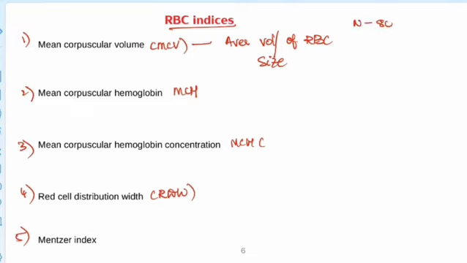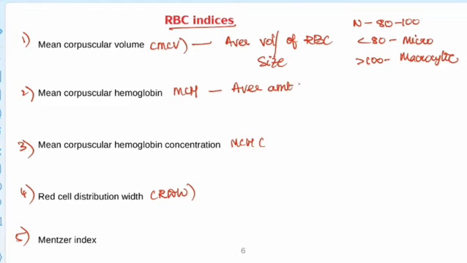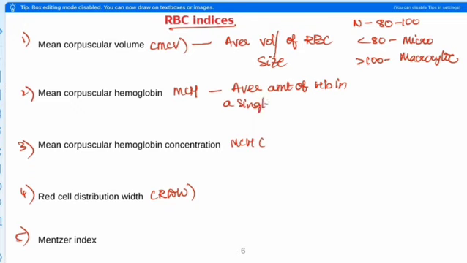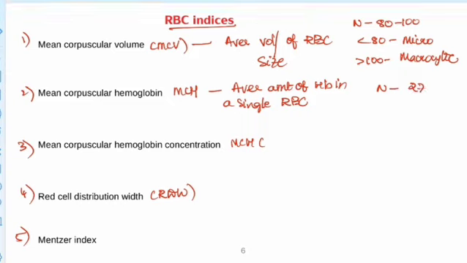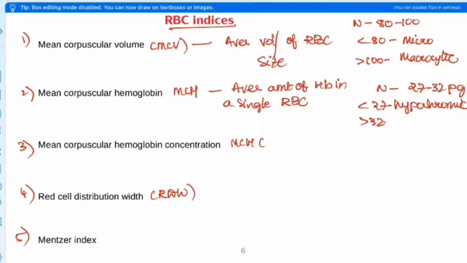Normal values are 80 to 100. If any value is less than 80, it is microcytic. Greater than 100, it is macrocytic. Mean corpuscular hemoglobin is the average amount of hemoglobin in a single RBC. Normal value is 27 to 32 picograms. Less than 27 is hypochromic. Greater than 32 is hyperchromic.